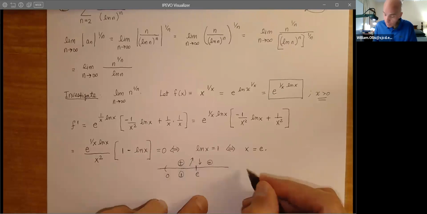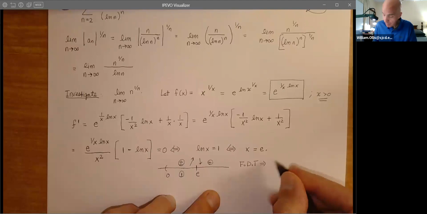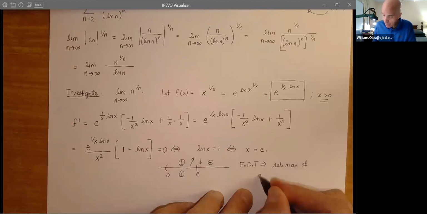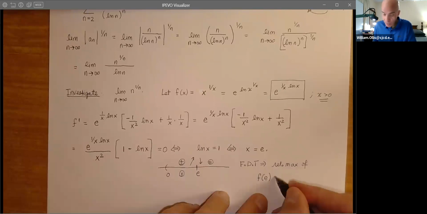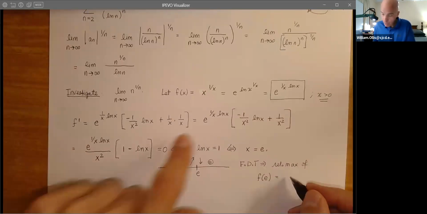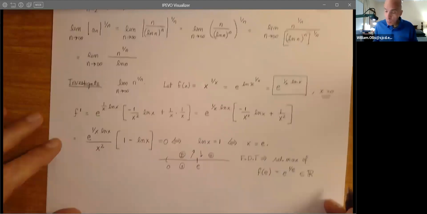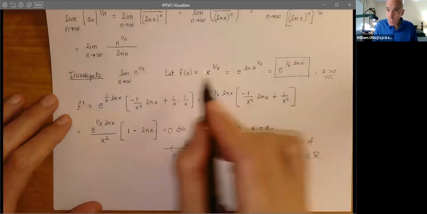So our first derivative test implies a relative maximum of f of e, increase, decrease, which now is just what, where's my function? E to the 1 over e. Isn't that weird? E to the 1 over e. That's a real number. And so now what we're seeing is that this function is actually bounded.